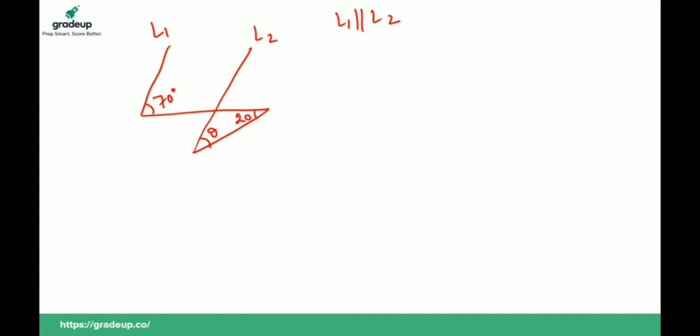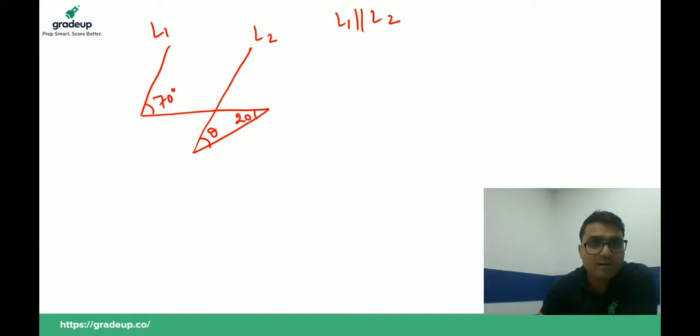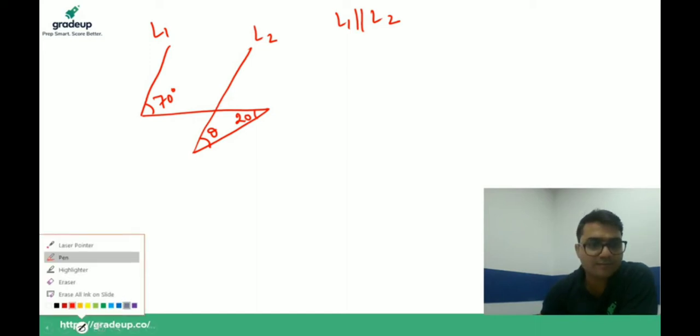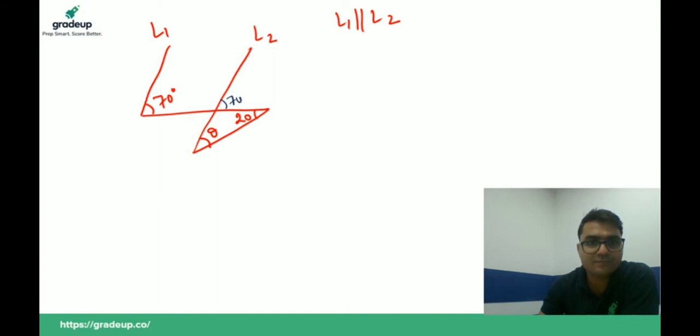Okay, now listen carefully. Guys, if this is 70, then this is 70, just because of corresponding angles. If this is 70, then this should be 110, because these are linear pairs. If this is 110, this is 20, that is 130, then this should be 50 degree. Answer.